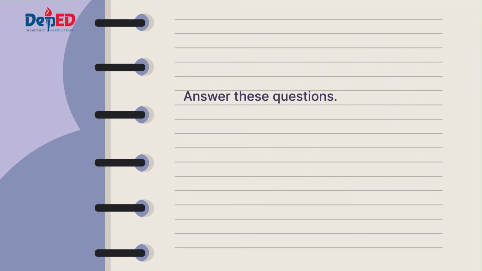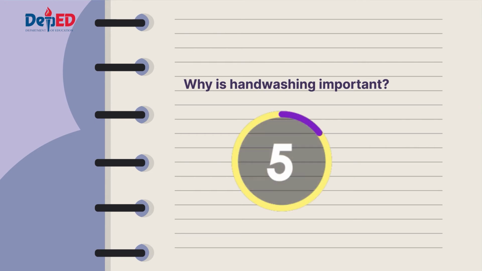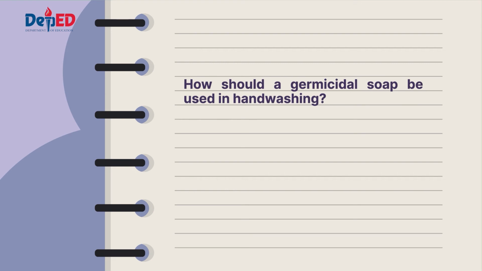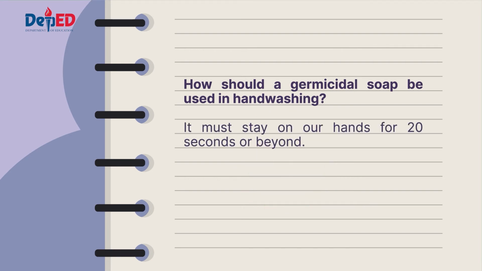Here are the questions that you have to answer to check your comprehension. Number 1. Why is hands washing important? If your answer is the same as mine, hand washing makes our hands clean, then you're fantastic. How should a germicidal soap be used in hand washing? If your answer, it must stay on our hands for 20 seconds or beyond, very good!